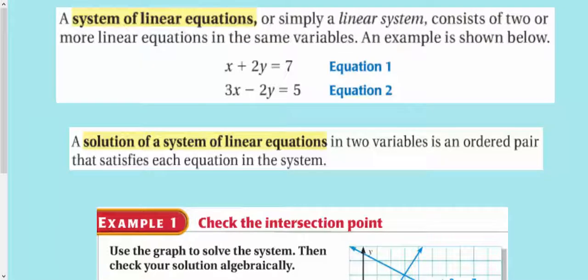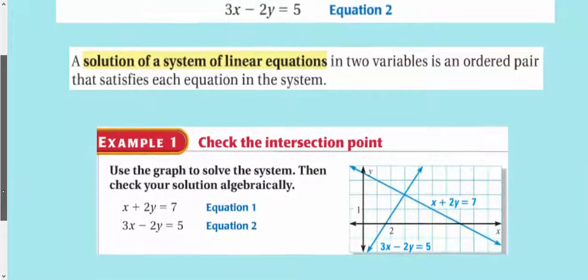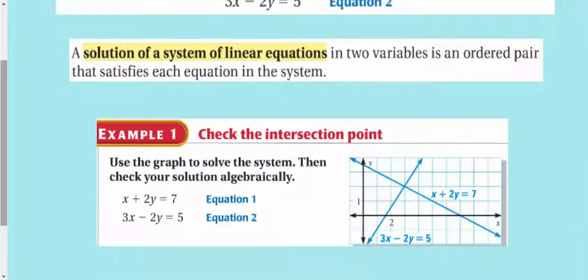So here's what I was talking about with the definition of a linear system. Two or more linear equations in the same variables, meaning that the first equation has an x and a y, and the second equation has an x and a y. The solution to the system is an ordered pair that satisfies each equation in the system. If it has more than two lines, which it could, they'd all have to cross at the same point. So use the graph to solve the system, then check your solution. The answer to the system is the point.